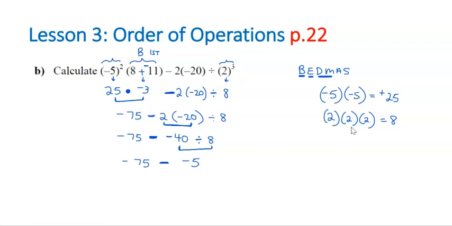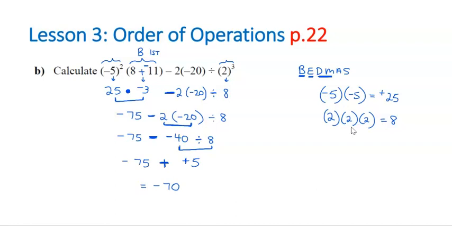Negative 75 stays the same. Subtraction changes to addition. Negative 5 becomes a positive 5. I have negative 75 plus a positive 5. I have more negatives. How many more? Negative 70 more. My result is negative 70.